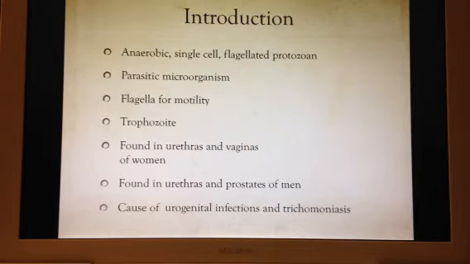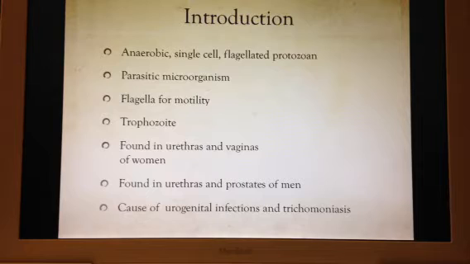So what is Trichomonas vaginalis? It is an anaerobic, single-cell, flagellated protozoan. It is considered a parasitic microorganism in which it lives on and obtains its nutrients from another living organism, also known as the host.